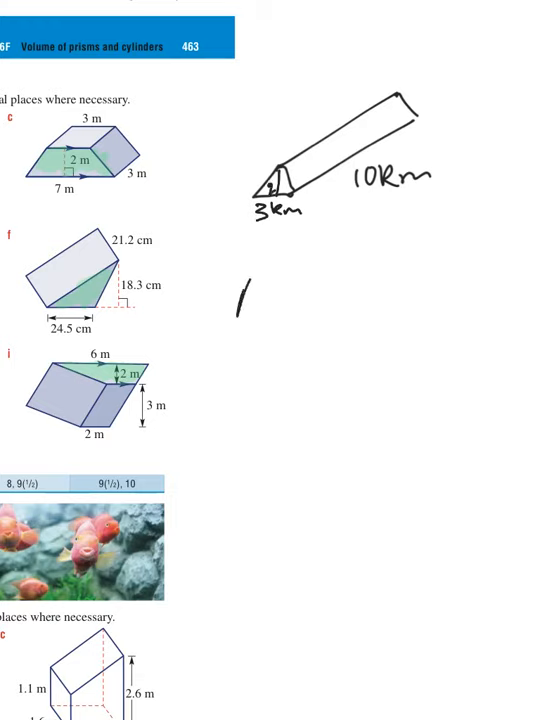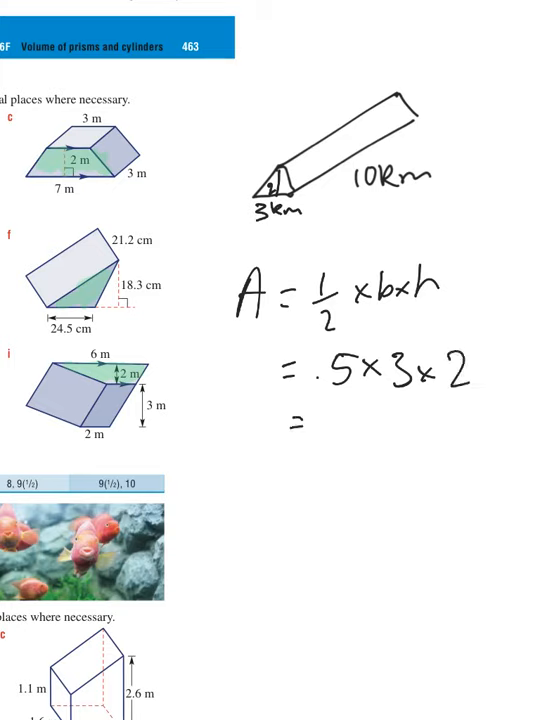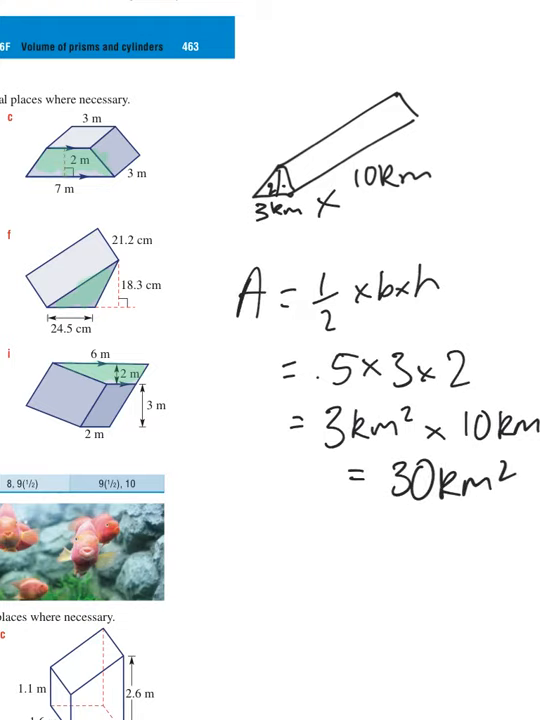First we're going to find the area of the triangle. Remember the rule for the area of a triangle is half times base times height, which equals 0.5 times our base of 3 times our height of 2. 3 times 2 is 6, and half of that is 3 kilometres squared. Once we've found the area of the face of the shape, we multiply it by the height, and that'll give us the volume. So it's 3 times 10, which gives us 30 kilometres cubed.